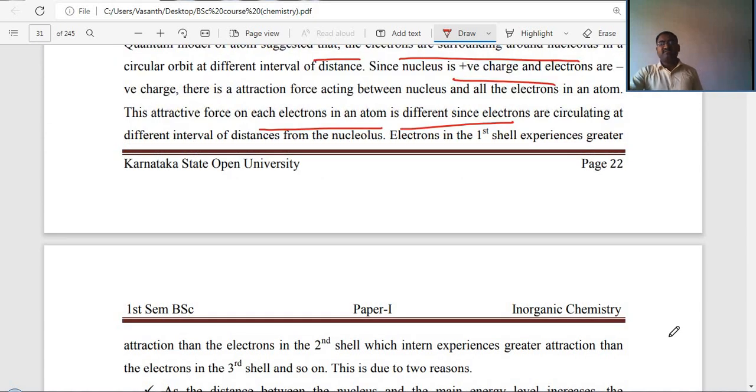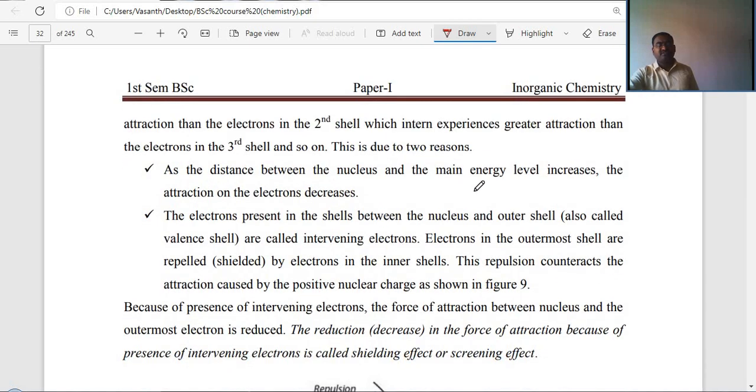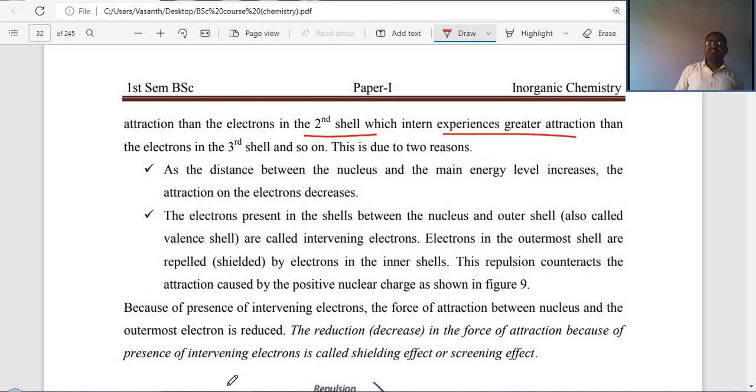Just consider here, the electron in the first shell experiences greater attraction than the electrons in the second shell, which in turn experience greater attraction than the electrons in the third shell, and so on. This is due to two reasons. As the distance between the nucleus and the main energy levels increases, the force of attraction between nucleus and electron becomes less. It means the attraction on that electron decreases.